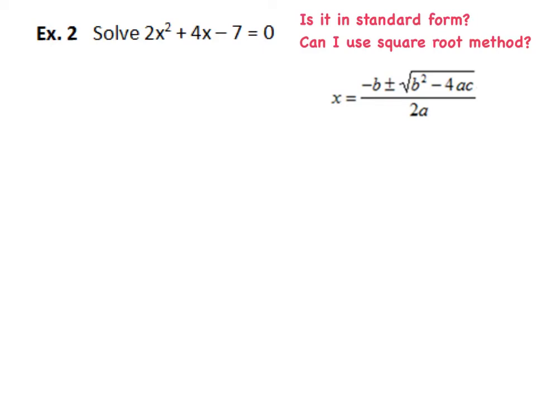Is it in standard form? ax squared plus bx plus c. Yes, this one is in standard form, so we're good to go. Now identify my a, my b, and my c. Now all I have to do is plug it in.